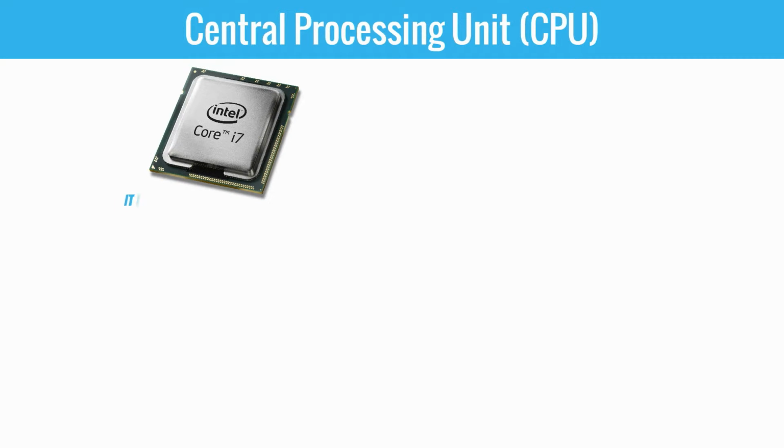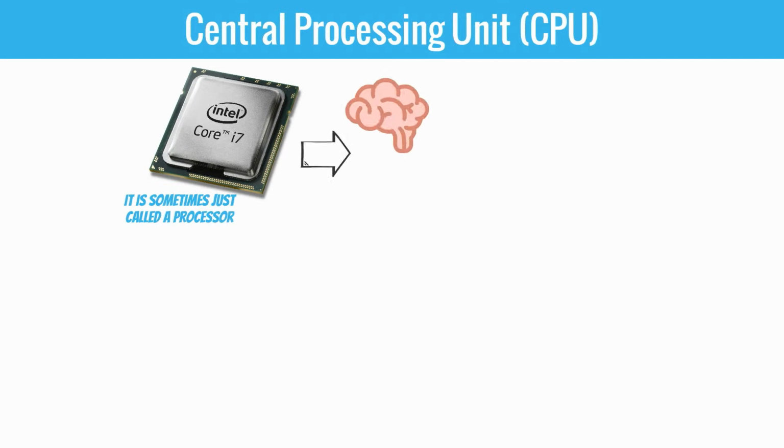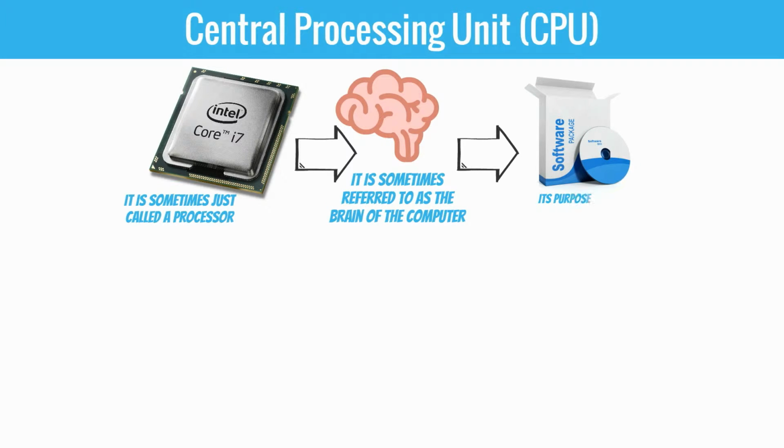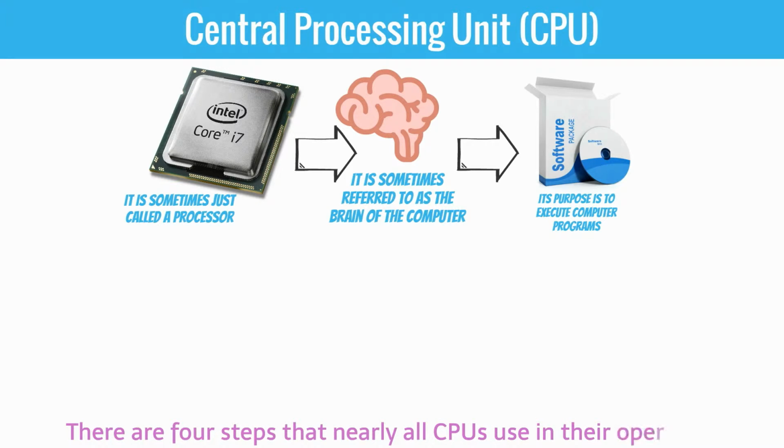Central Processing Unit, CPU. It's sometimes just called a processor. It's sometimes referred to as the brain of the computer. Its purpose is to execute computer programs. There are 4 steps that nearly all CPUs use in their operation: fetch, decode, execute, and write back.